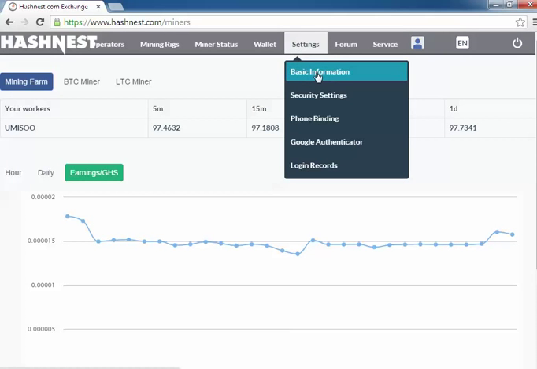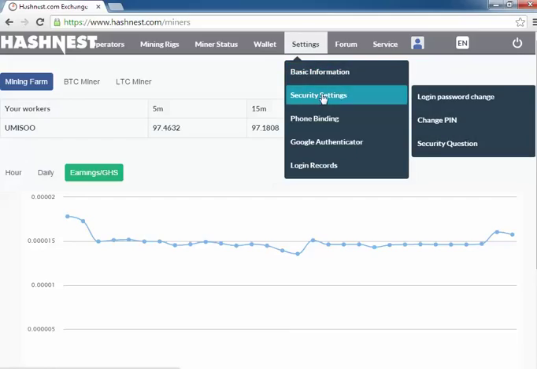Settings. Basic information, name, that's about it. Security settings. Login and PIN. You will need two passwords for this site. Do not make them the same. If someone gets your login password, they can log into the site, they can see your miner. If you have any Bitcoin in the wallet, they can spend it on more miner. Without that PIN, they cannot withdraw it.